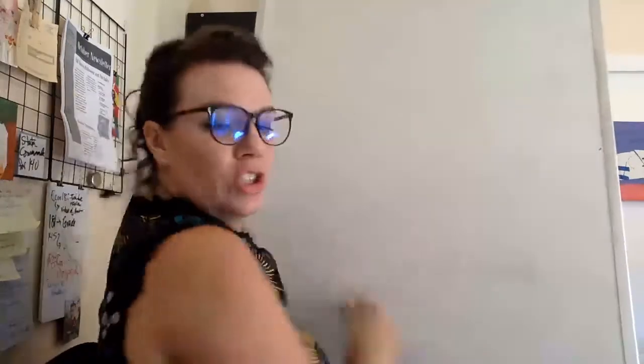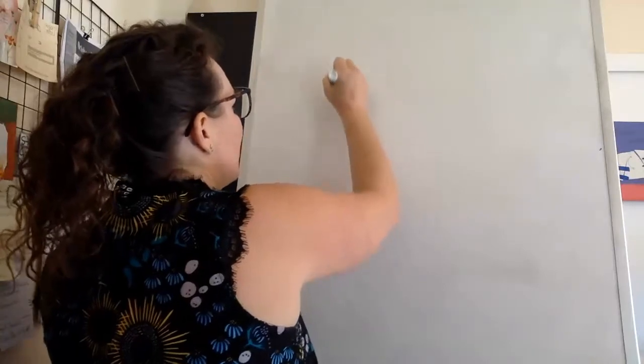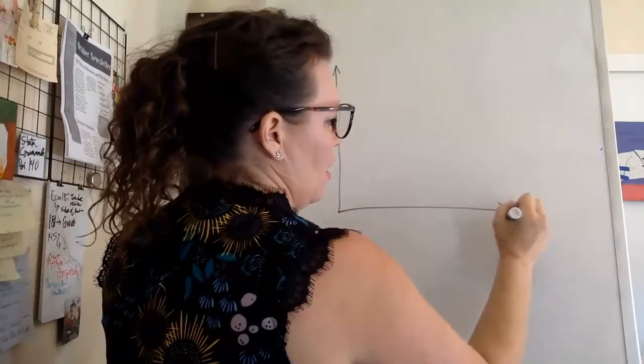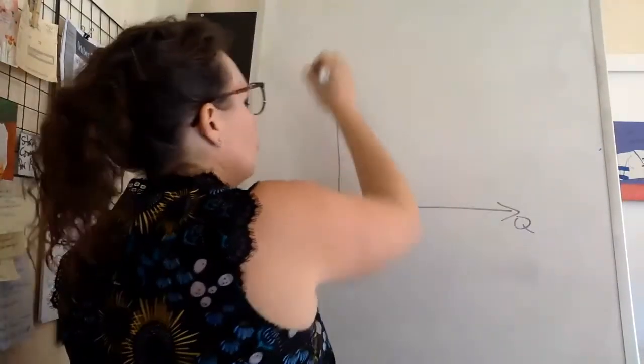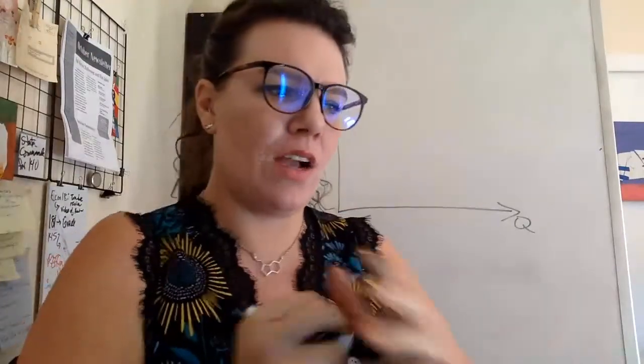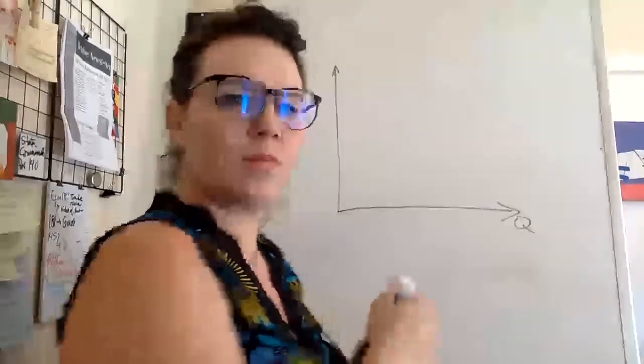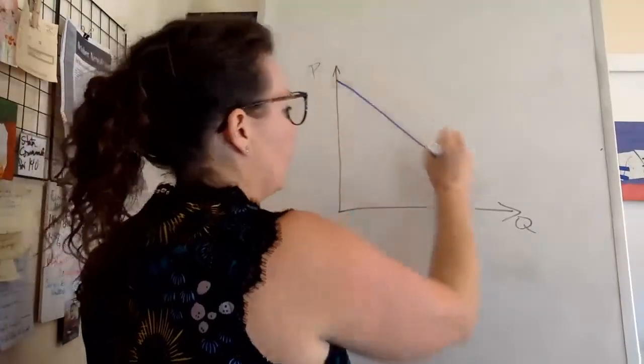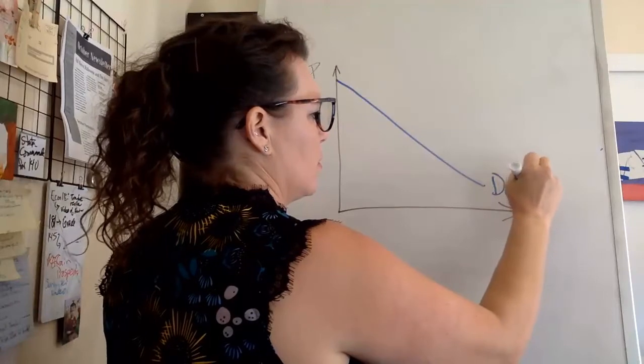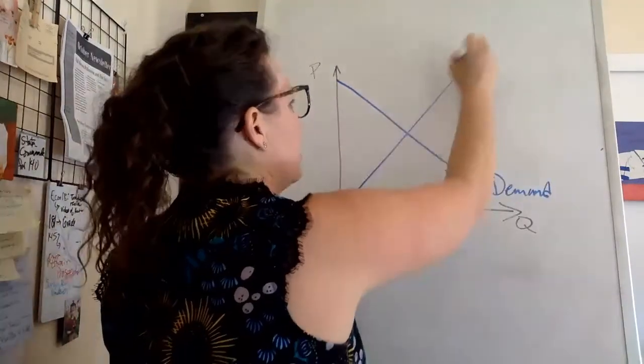Okay, so we're looking at two tax questions: the effect of a luxury tax on deadweight loss and the market for watches. So let's set up our market. We've got our quantity and our price, and then we have our supply and demand curves. And supply.